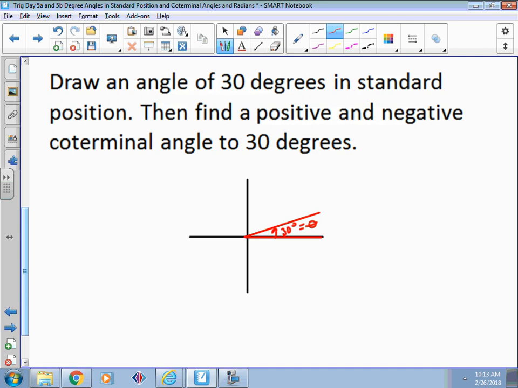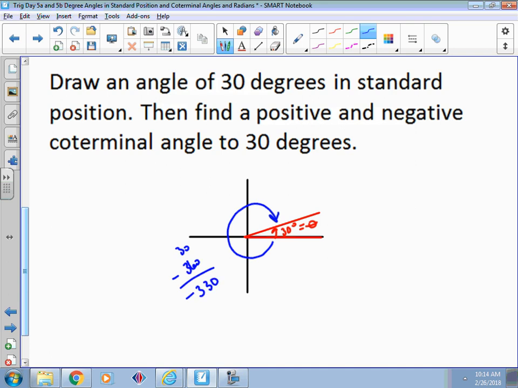Find a positive and negative coterminal angle to this 30-degree angle. Well, what's a different way I could have started in that same place and ended on that same terminal side? Well, I could have gone this direction instead. I'd have started in the same place and ended in the same place, but got there in a different manner. So how big would that angle have to be? Well, a full circle is 360 degrees. And I'm just short by 30 degrees, so 360 degrees minus 30 degrees, that difference would be 330 degrees.